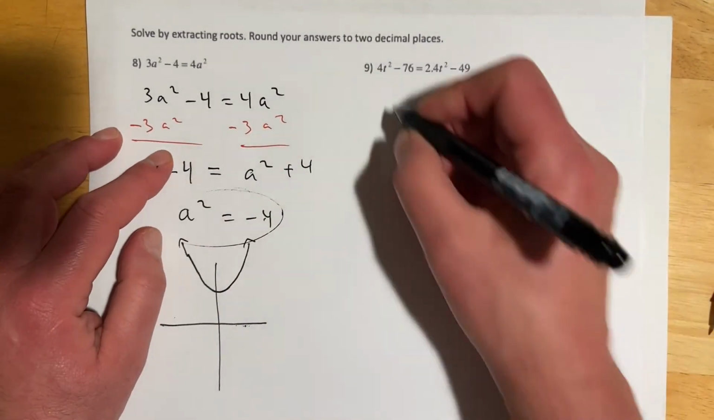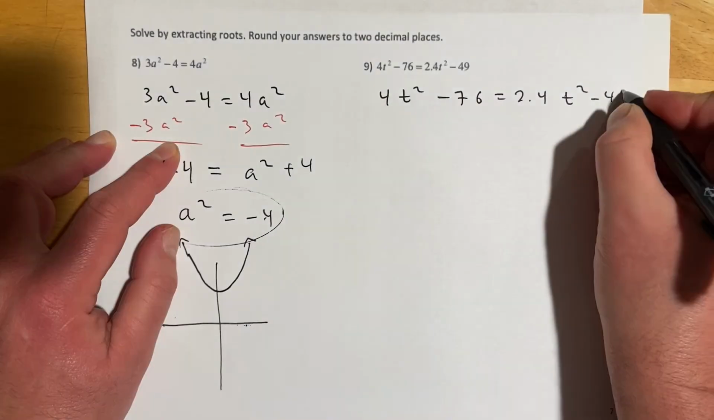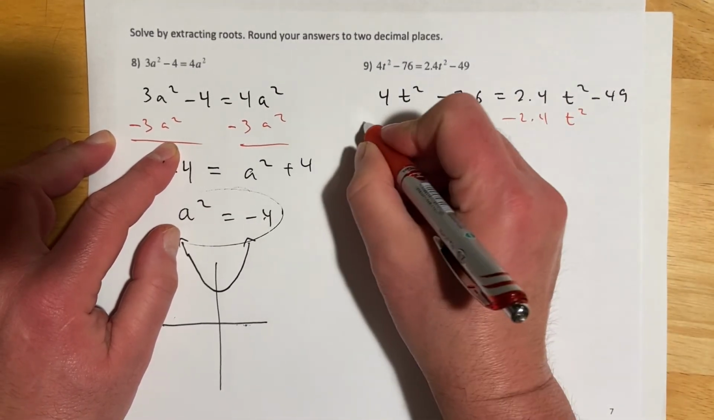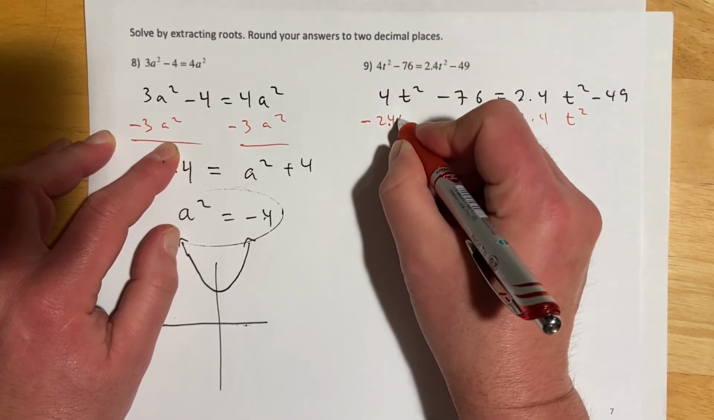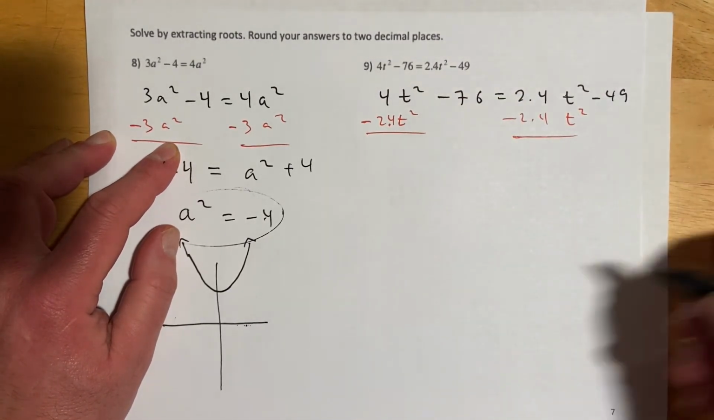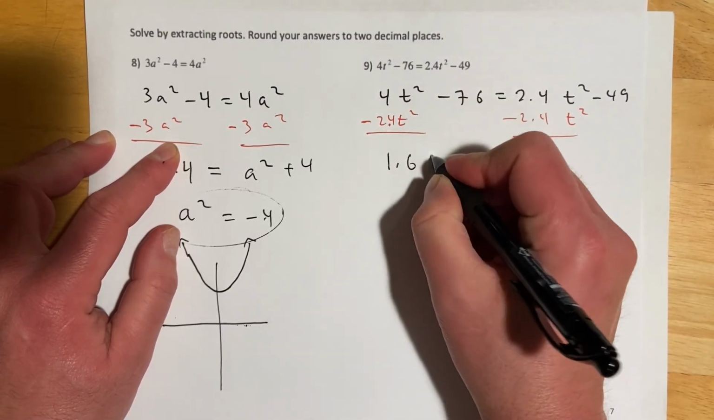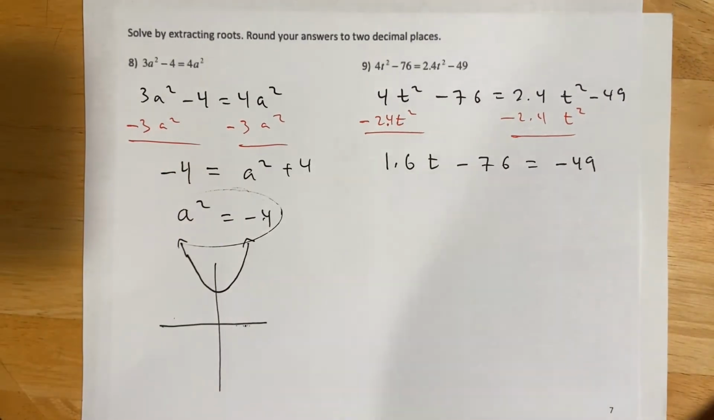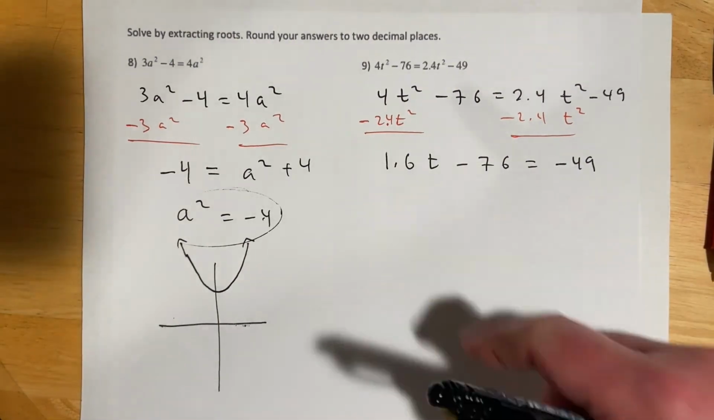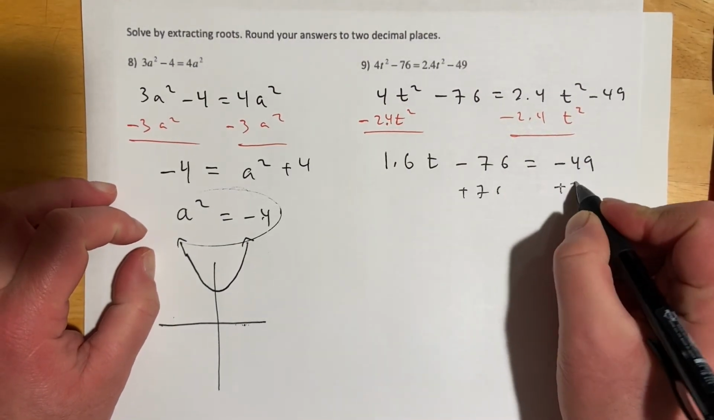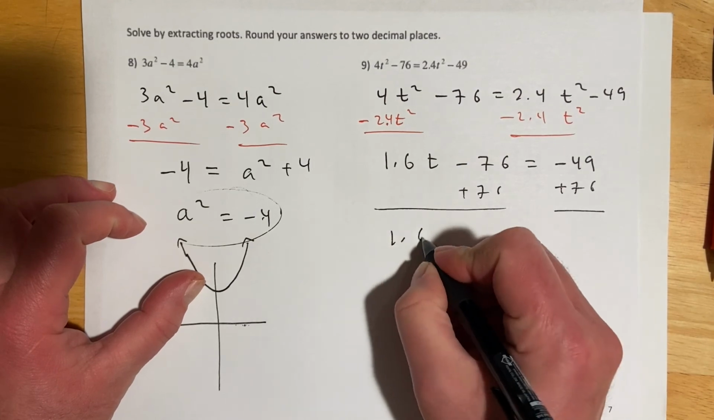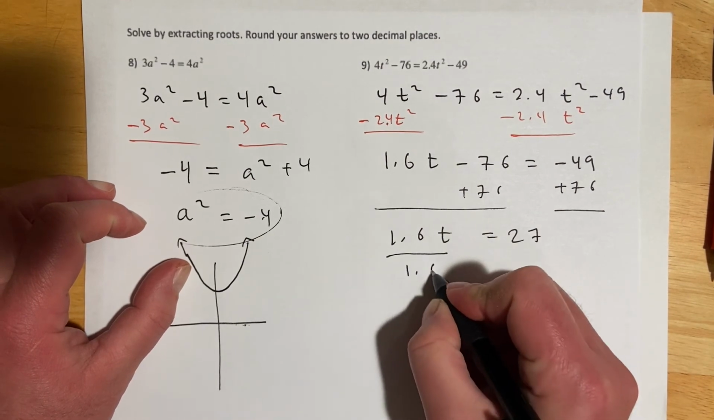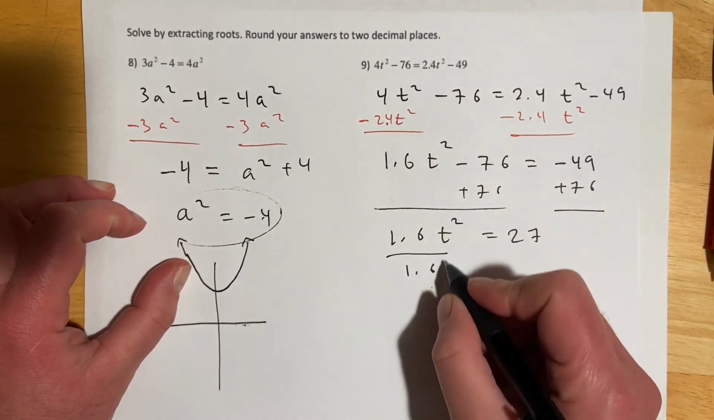For this one, let me write that bigger. So here we want to isolate the squared term. And that will get us on this side 1.6t squared minus 76 equals negative 49. And then from there we'll add over the 76. So 1.6t squared equals 27. And then divide over that 1.6. Oops, I dropped my squared up here.